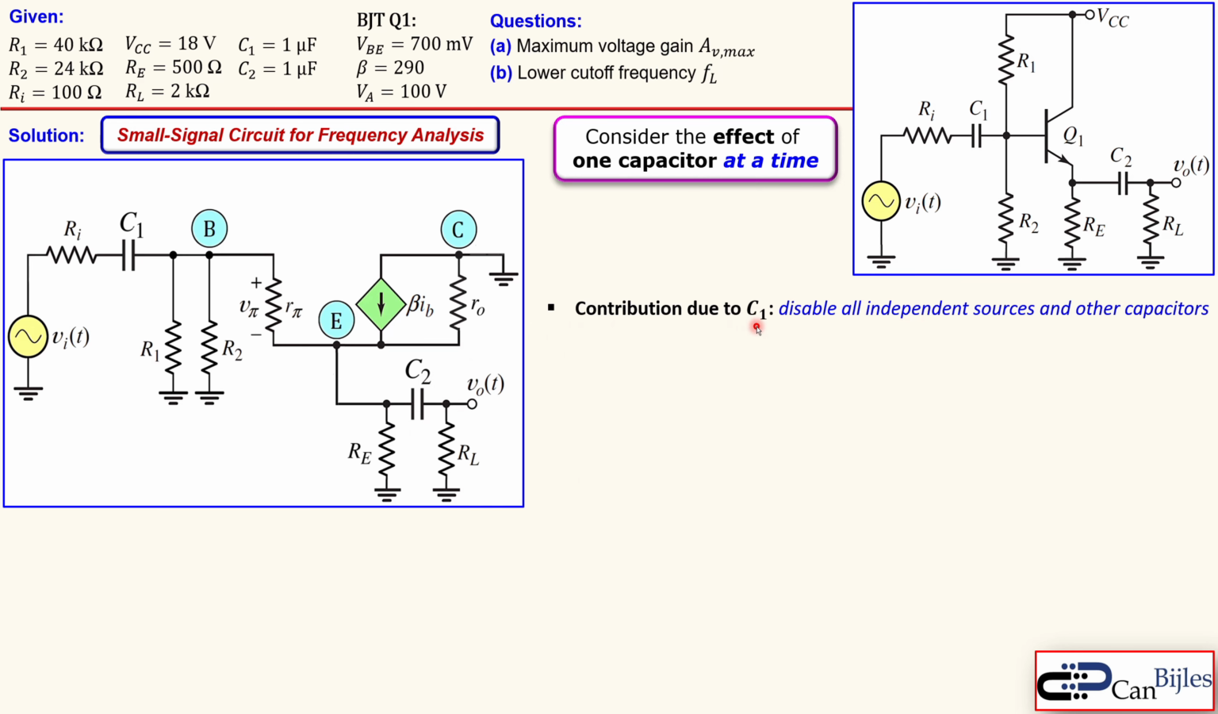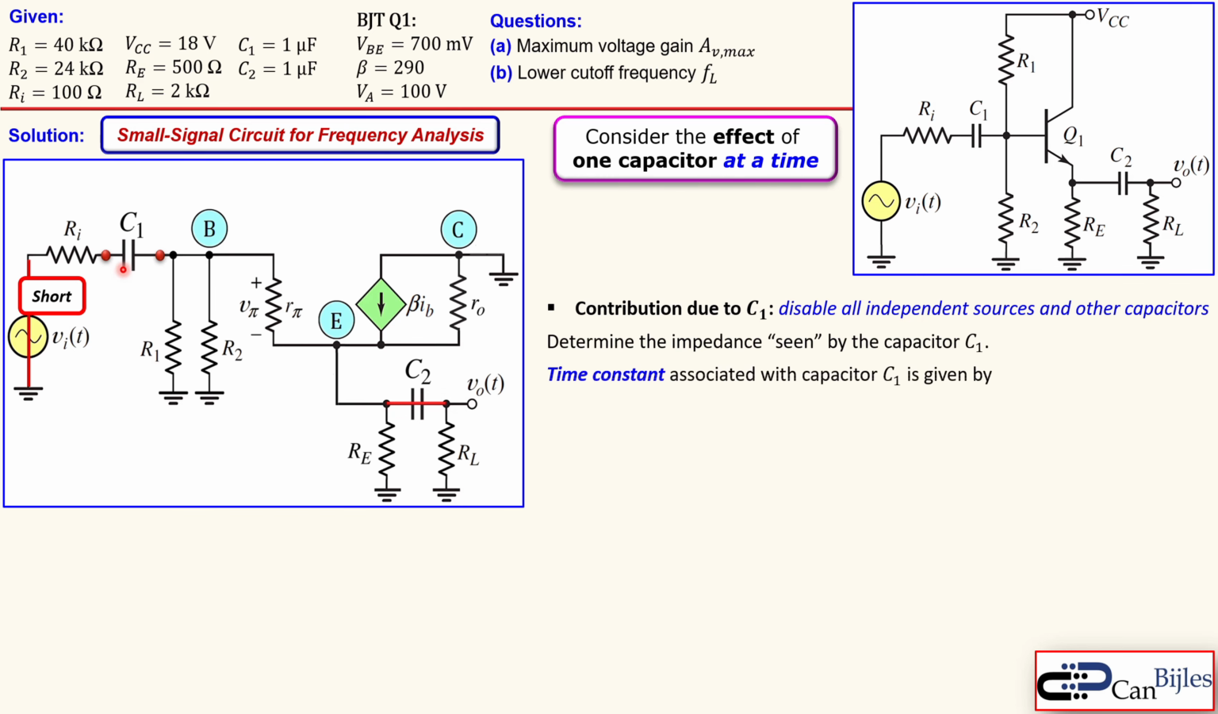So we start first with the contribution by C1, and for all the analysis we disable all the independent sources. In this case we have only one, and we also short the other capacitors or disable all the capacitors. That means you have actually like that. So you look actually between these two nodes of the C1, you short your input, and you also short your C2 because that's what you need to disable. So what we need to do is determine the impedance seen by this capacitor C1. And that is the time constant then, what we determine associated with this capacitor C1.